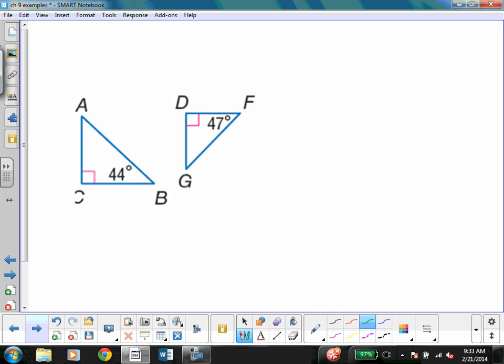And the final example, I'm actually given some angle measures, but again, no side measures. So I would have to use angle, angle. This is a right angle and that's a right angle. These two are 44 and 47. So I need to find the third angle in each triangle to make sure that all the angles in both triangles are the same. So to figure out the missing angle here, I'll combine the 90 and the 47 together, and then subtract it from 180 to give me 43.